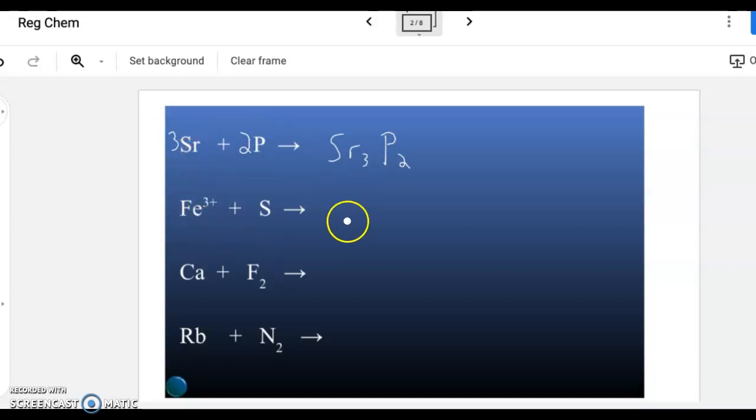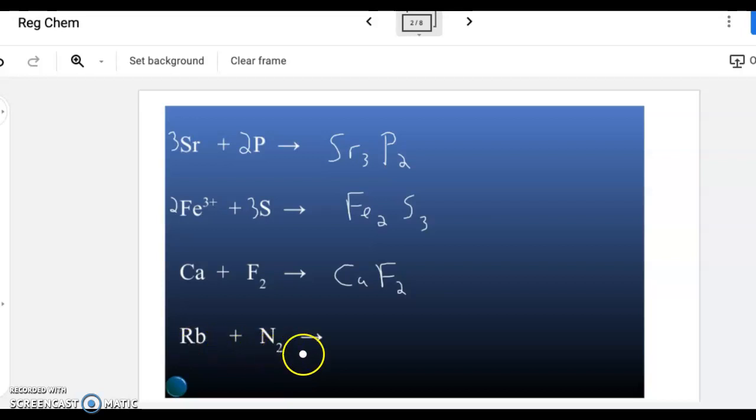All right, now iron forms +3 in this case. Sulfide makes -2, so our product is going to be Fe2S3. And now to balance this out, we need a 3 here and a 2 right there. Okay, the next one, calcium and fluoride. So we put the ionic compound together. It's going to be CaF2, because calcium forms a +2 ion, fluoride makes a -1 ion, and this one happens to be balanced already, so we don't have to add any coefficients.